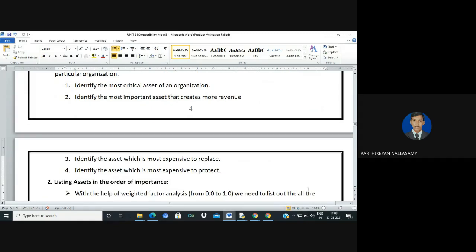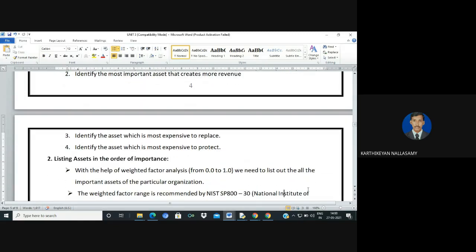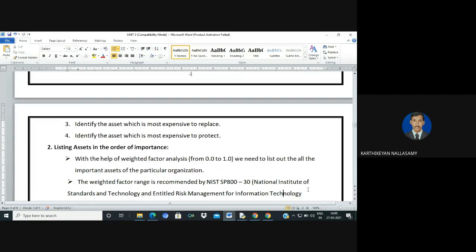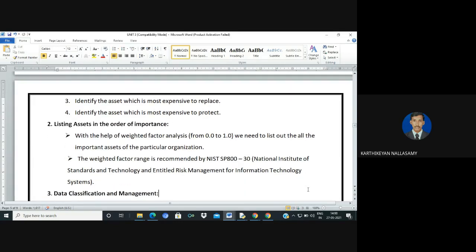Once the assets are identified, we are going to list the assets based on priority order. For that, we have to follow the concept of weighted factor analysis, so that we assign weights from 0.0 to 1.0. Based on these weighted factors, we normally follow the factors from NIST SP 800-30, the standard for risk management in information technology.